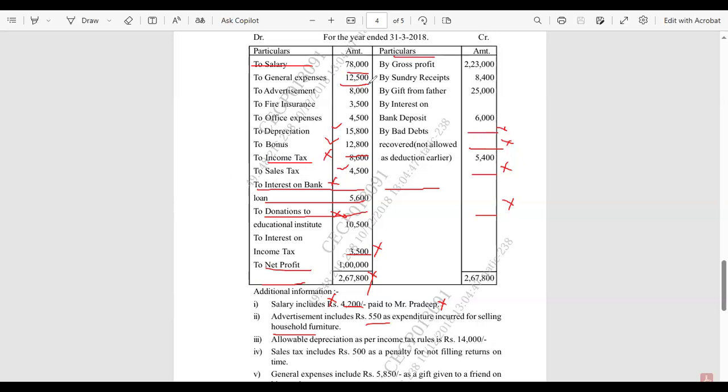Once I deduct not allowed income, and I add not allowed expenses, then what I get, the net profit, will be my income from business and profession. So till date, any doubt?